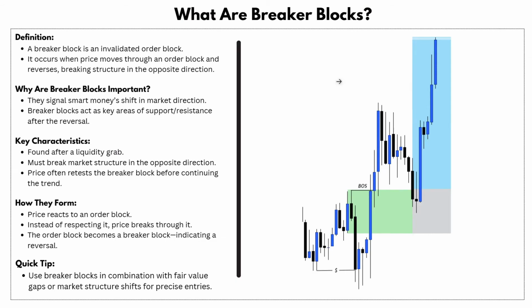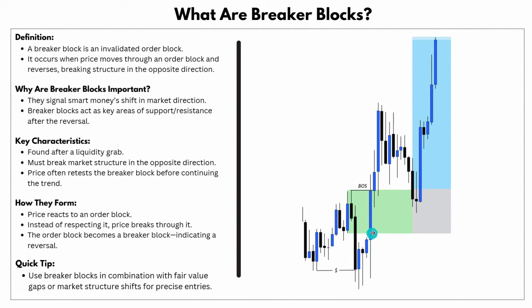What are breaker blocks? A breaker block is an invalidated order block. It occurs when price moves through an order block and reverses, breaking structure in the opposite direction. Why are breaker blocks important? They signal a smart money shift in market direction. Breaker blocks act as a key area of support/resistance after a reversal.